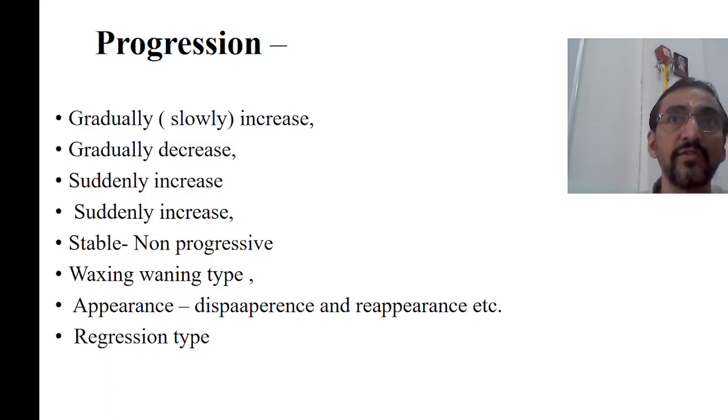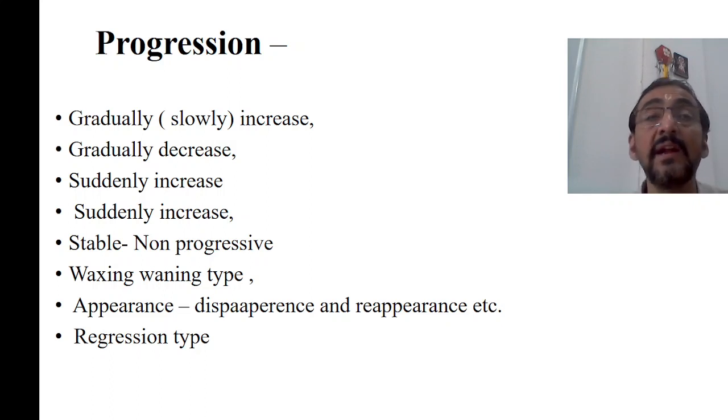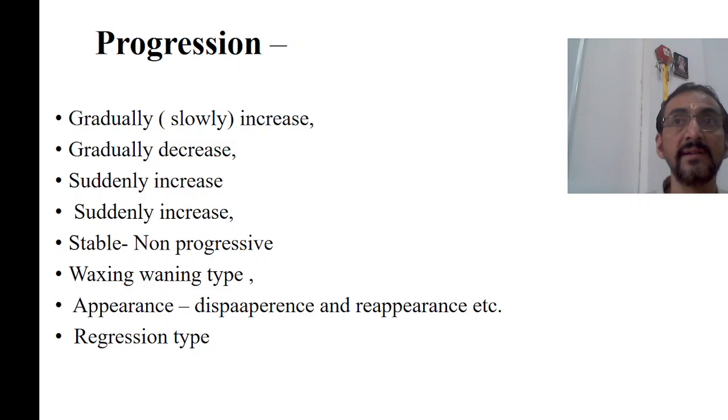Stable is also called non-progressive. Or the progression may be waxing and waning type, sometimes increasing, sometimes decreasing. The most common example is waxing and waning jaundice, which happens because of carcinoma of the head of the pancreas. Another is waxing and waning edema, which occurs in nephrotic syndrome. Or it may suddenly appear and suddenly disappear, as in allergies. One of the most common things in allergies is that it appears suddenly, disappears suddenly, and reappears suddenly.